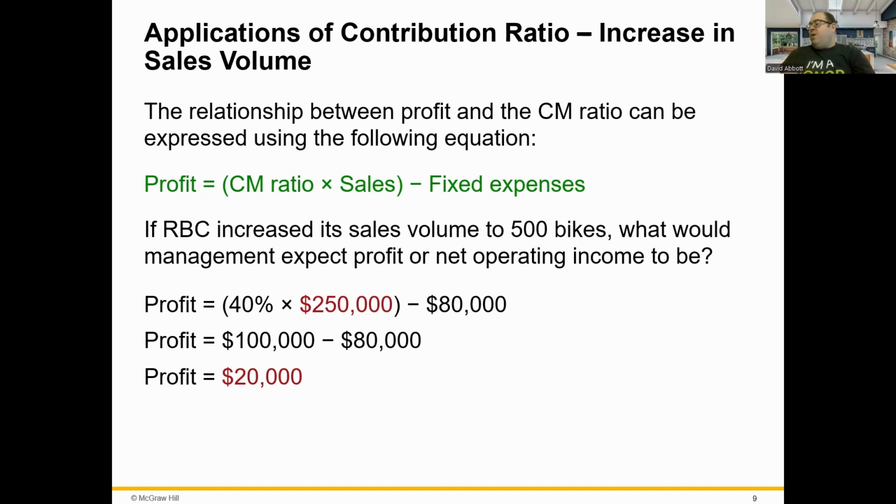Now, the relation between profit and the CM ratio can also be expressed in terms of the equation that we see here. So, for example, our profit equals our CM ratio multiplied by sales minus whatever our fixed expenses are. So, for example, if RBC increased their sales to 500 bikes, what would management expect profit or net operating income to be? So 40% times 250,000, that's 100,000, minus the 80,000 is going to be 20,000 in profit.